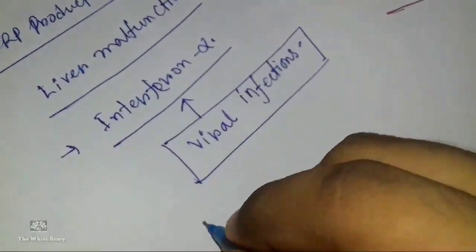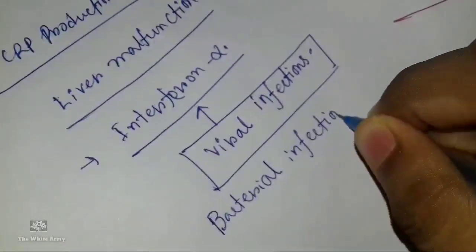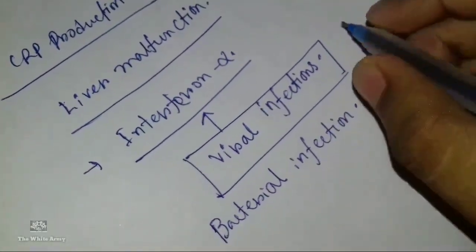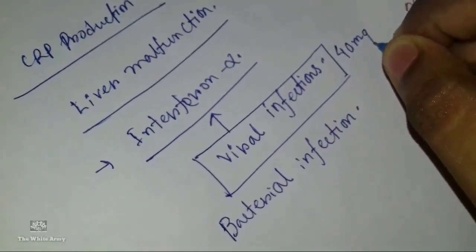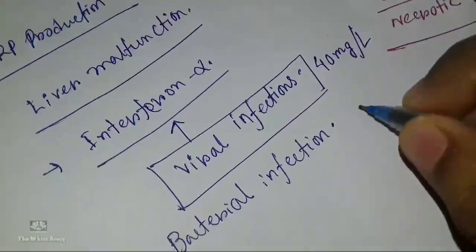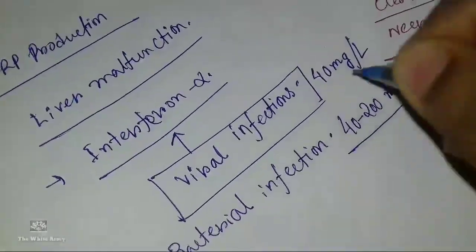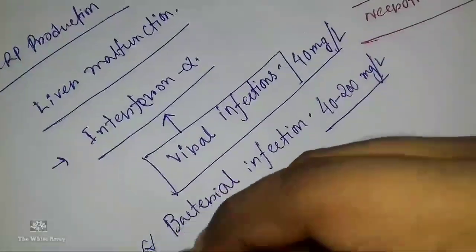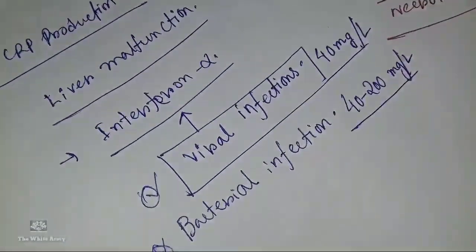So here we can discuss that in bacterial infections the CRP level is much higher than in viral infections. In viral infections it might be around 40 milligrams per liter, and in bacterial infections it might be around 40 to 200 milligrams per liter. So we can see that there is a huge difference in bacterial infection. So this is used for differentiating between viral infections and bacterial infection.